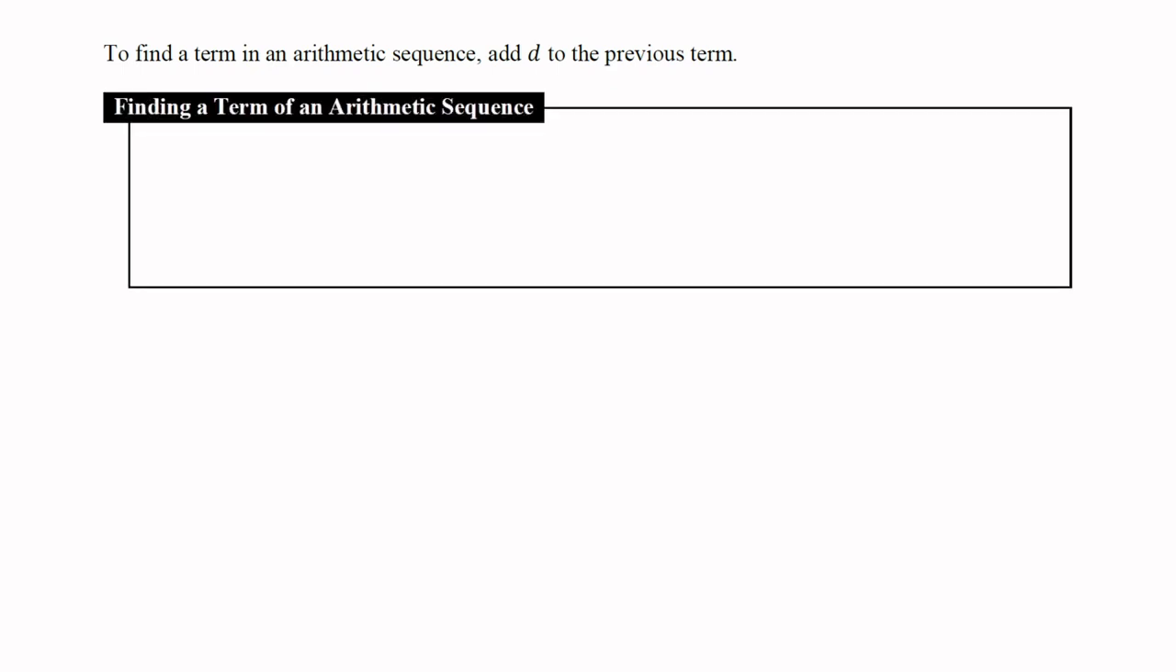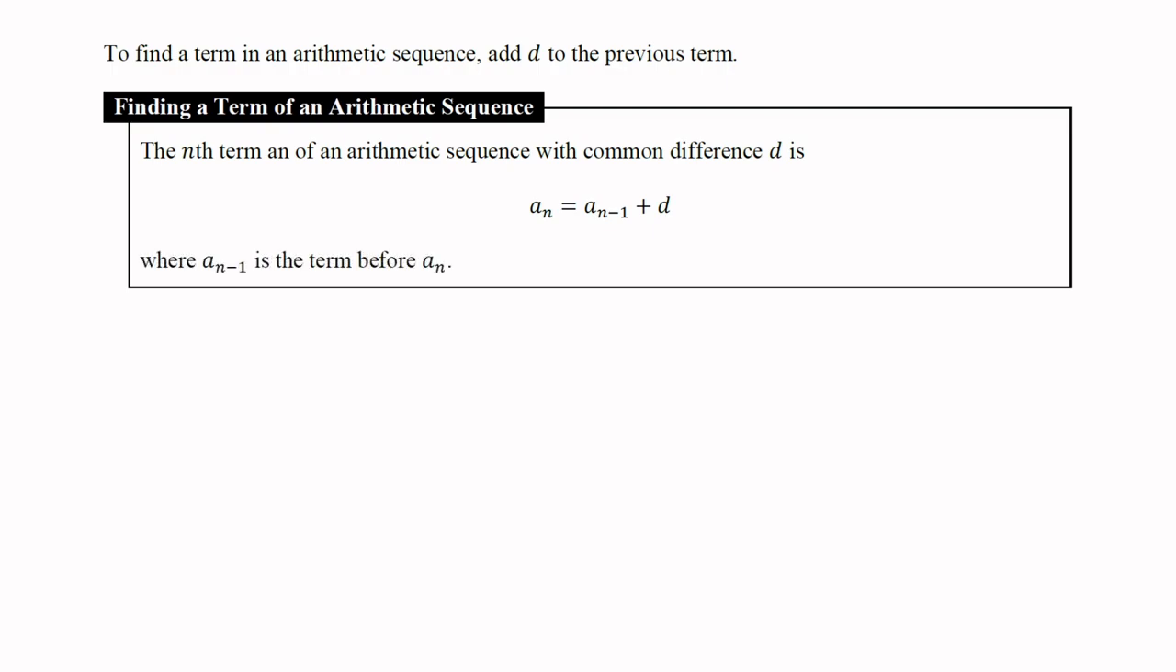To find a term in an arithmetic sequence, add d to the previous term. So to find any term of an arithmetic sequence, you're going to take the common difference and add it to the previous term to find the next, where a sub n minus 1 is the term before a sub n.